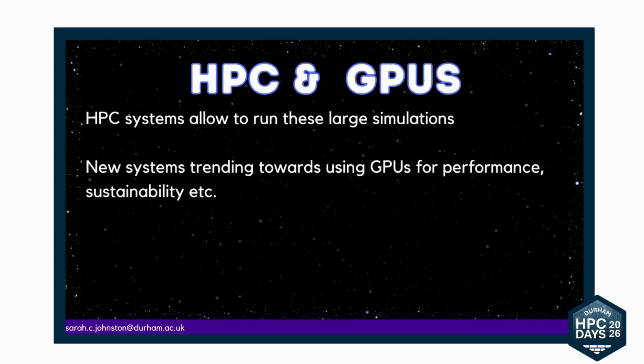HPC systems for years now have allowed astronomers to run these large-scale simulations. But HPC itself is also an evolving field, and we've seen trends in the new systems moving towards having larger numbers of GPUs, for various reasons: performance, sustainability, cost, etc. But this gives us a bit of a divide between what the astronomers want from our systems and the kind of systems that we're actually being given to work on.